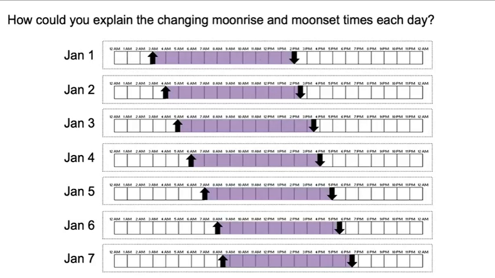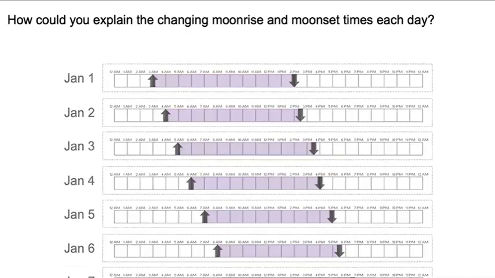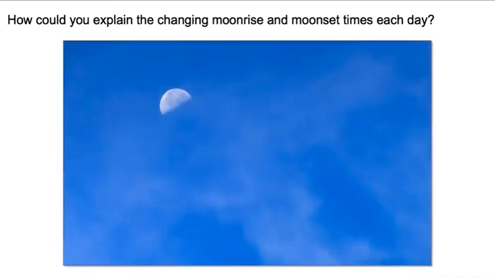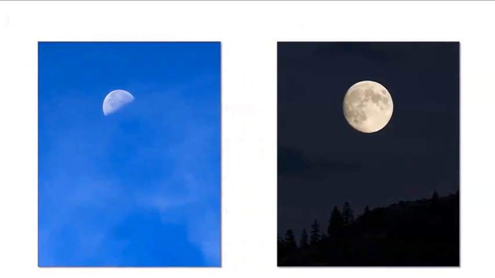How could you explain the changing moonrise and moonset times each day? Well, if the moonrise and moonset times can change, then the moon must be changing positions relative to Earth, right? In fact, in our last lesson, we saw that the moon is sometimes visible during the day. So sometimes the moon is on the daytime side of Earth, and sometimes it is on the nighttime side of Earth. We know Earth is moving, but do you think the moon is moving as well?